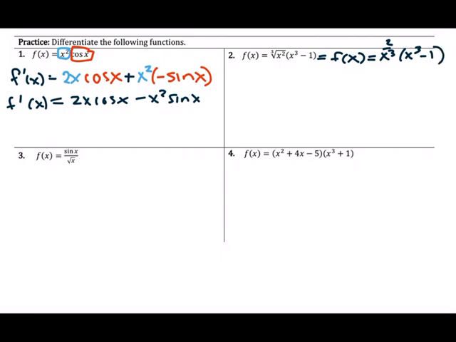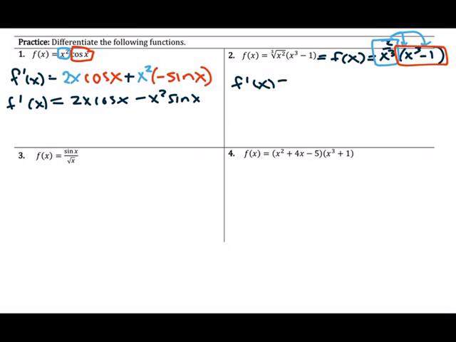I also want to point out on this problem, you don't necessarily have to use the product rule. You could multiply and expand this out and then just use the power rule. But since we're practicing the product rule, let's go ahead and do it that way in this part. So here is our first function, and here is our second function.